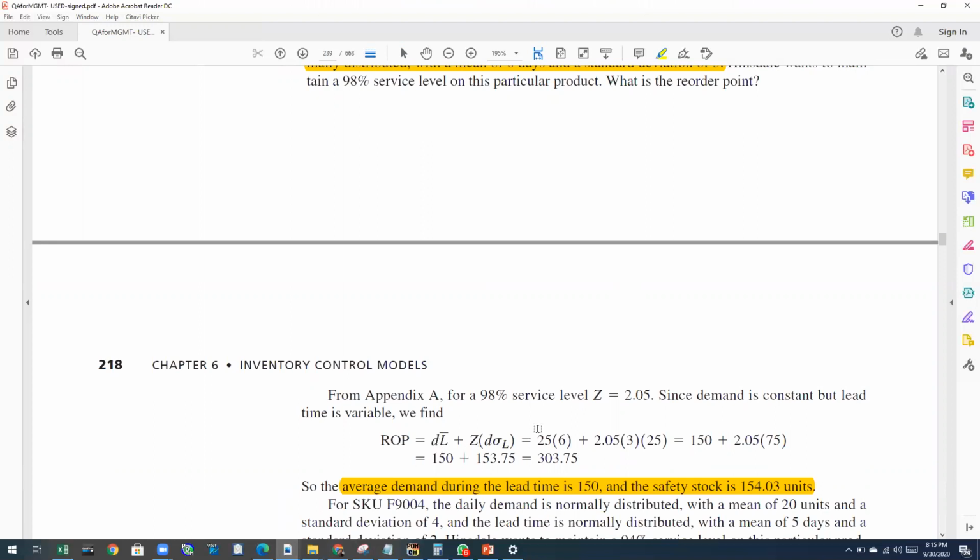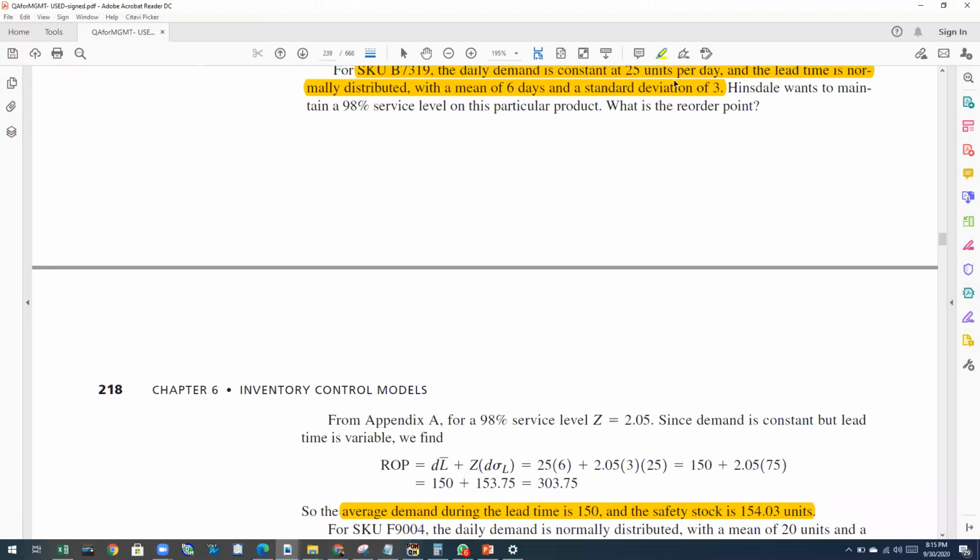The demand is 25. The average lead time is 6 days. Daily demand is 25. Average lead time is 6 days. Standard deviation is 3. So 25 multiplied by 6 plus a Z of 2.05 for 98% service level multiplied by the standard deviation during lead time, which is 3, multiplied by the daily demand, which is 25. So we get 150, that is the average demand during lead time.